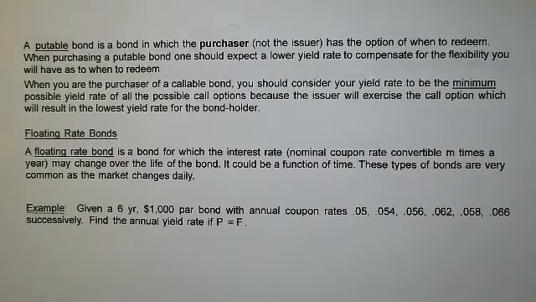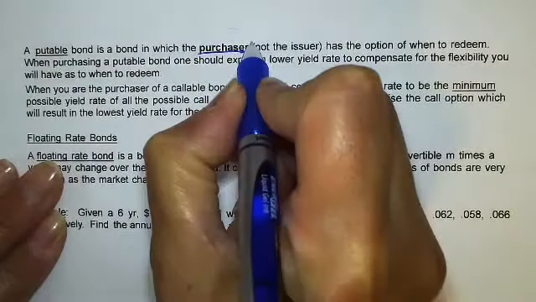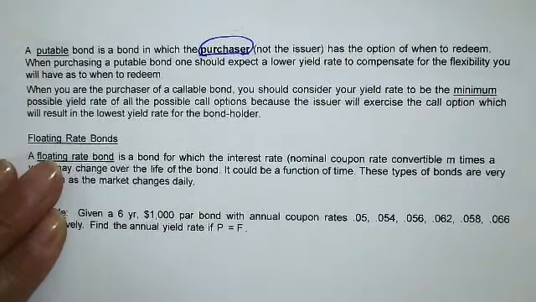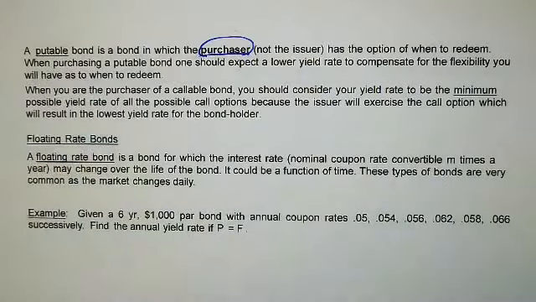Page 14 talks about puttable bonds. Just as you have a callable bond, where the issuer has the right to call the bond at his will, in this case we have puttable bonds where the purchaser, the bondholder, not the issuer, now has the option of when to redeem the bond.